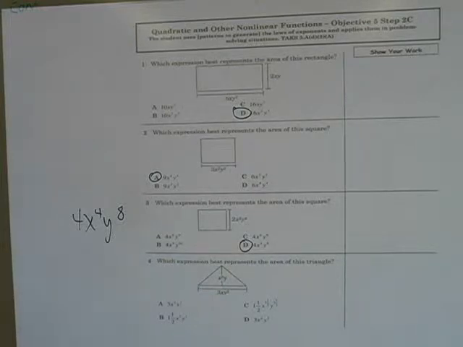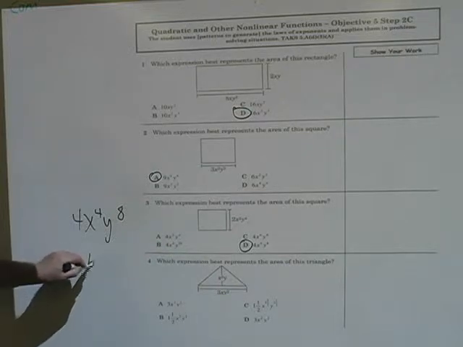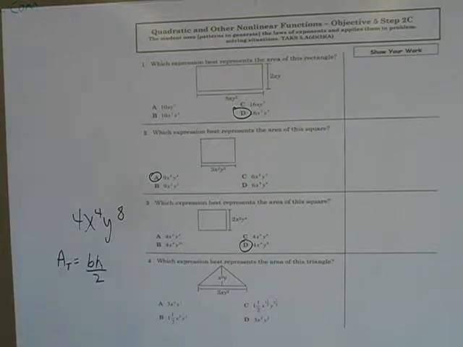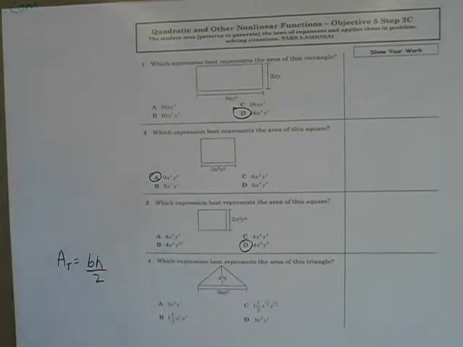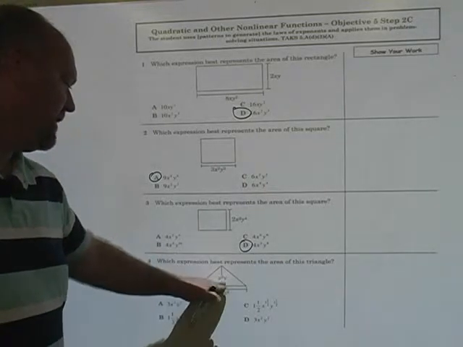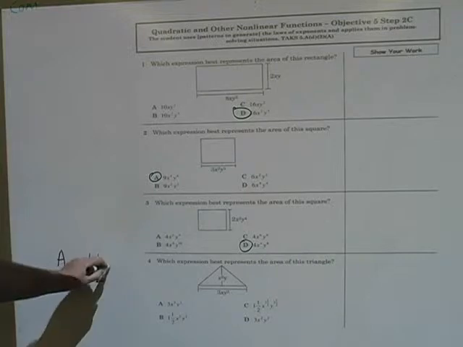Okay. Number 4. Which expression best represents the area of the triangle? Okay. Remember, area of a triangle is base times height divided by 2, or 1/2 base times height. Now we are given the base right here and the height, so we just plug those in.